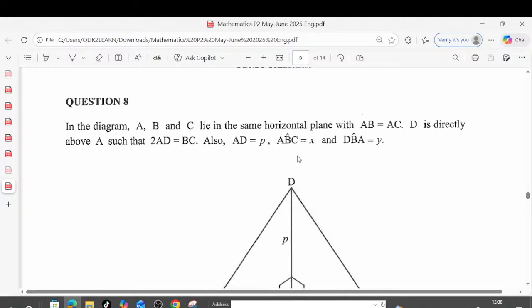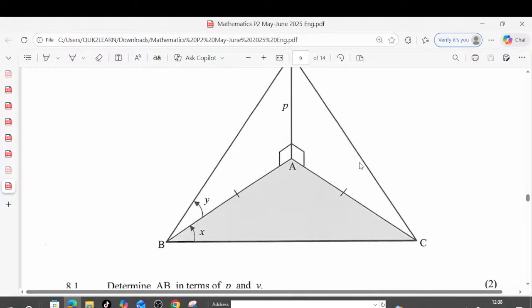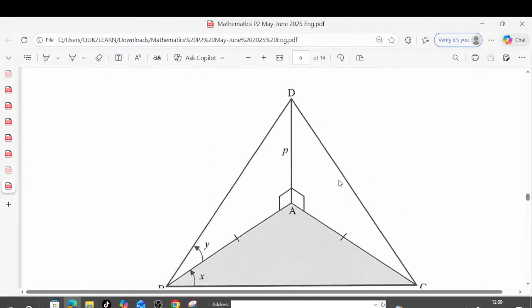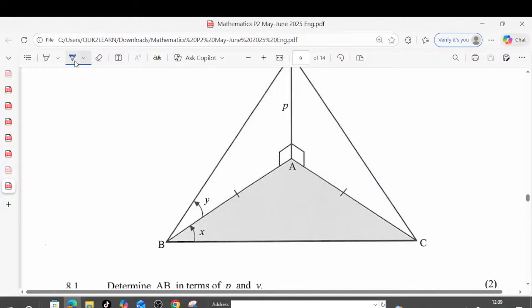Okay, so when I look at this, what is the first question saying? Determine AB in terms of P and Y. So remember I said that we need to first check in which quadrant it's AB. Please guys, this is very important for you to check which quadrant it's AB. So now, not quadrant, okay, let's do this. This is the AB that they are referring to. This is my AB.